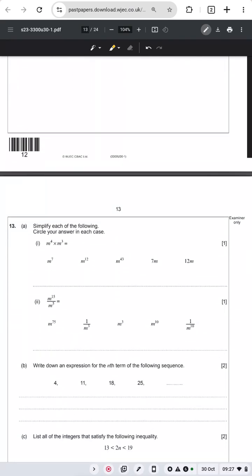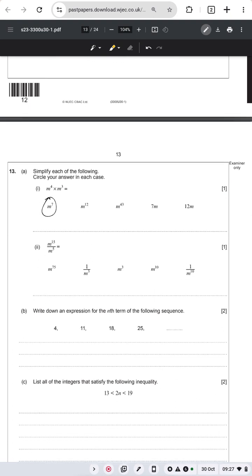Simplify each of the following and circle the answer in each case. So we've got m to the power 4 times m to the power 3. The base is the same, which means that when we multiply, we add the powers. So 4 plus 3 is 7. Similarly, this one's divide. It's again the same base of m, so we take away. So this is 50m to the power of 15 minus 5, which is m to the 10.